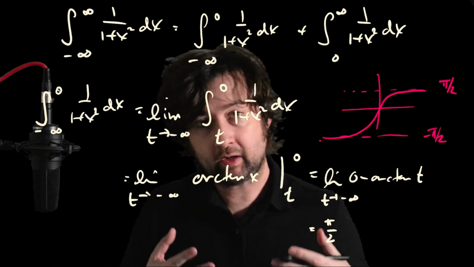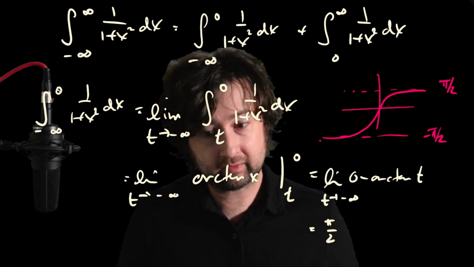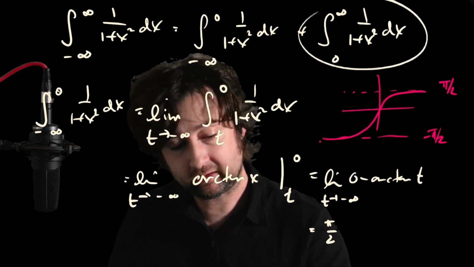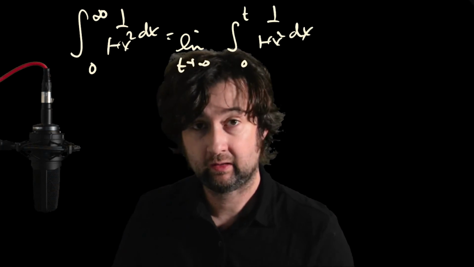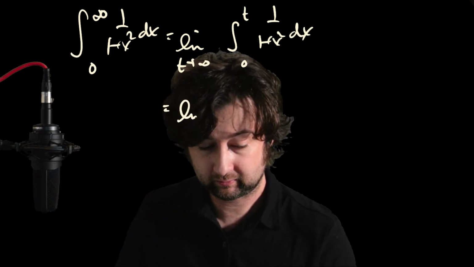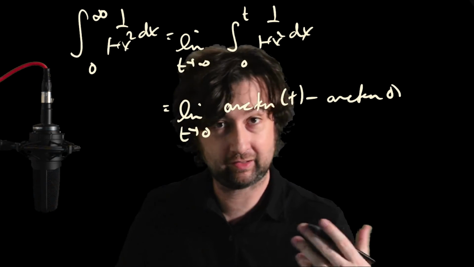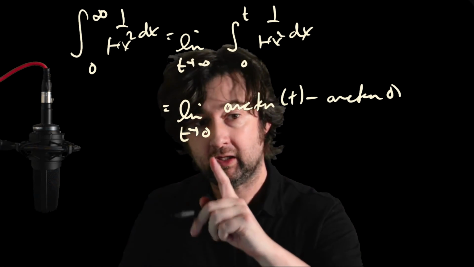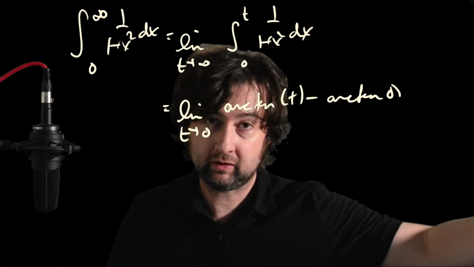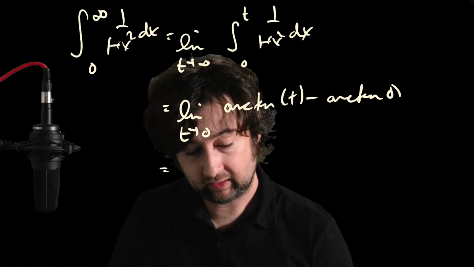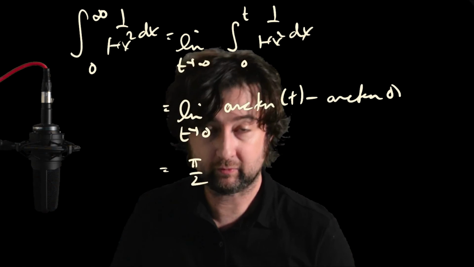If you do the same argument on the positive integral, what you're going to end up is that this is equal to positive pi over 2, because the integral from 0 to infinity of 1 over 1 plus x squared dx, in order for that to make sense, I have to rewrite it as a limit. Now I can use the fundamental theorem of calculus. The arctangent of 0 is 0. The arctangent of t is the arctangent of t. But now I'm taking a limit as t runs off to positive infinity, and that means that this is all equal to pi over 2.